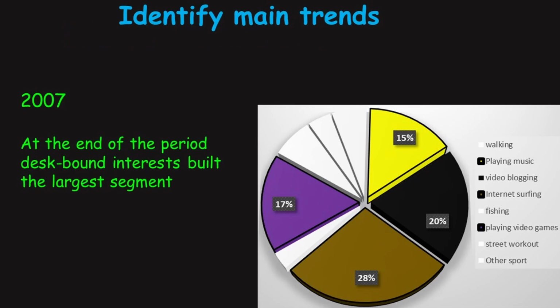Further, we should consider the other pie chart in the year 2007. After the visual separation, we can see that playing music, video blogging, internet surfing and playing video games comprised the biggest slices. It means that so-called desk-bound interests were in trend in 2007. And this is our third trend. At the end of the period, desk-bound interests build the largest segment.